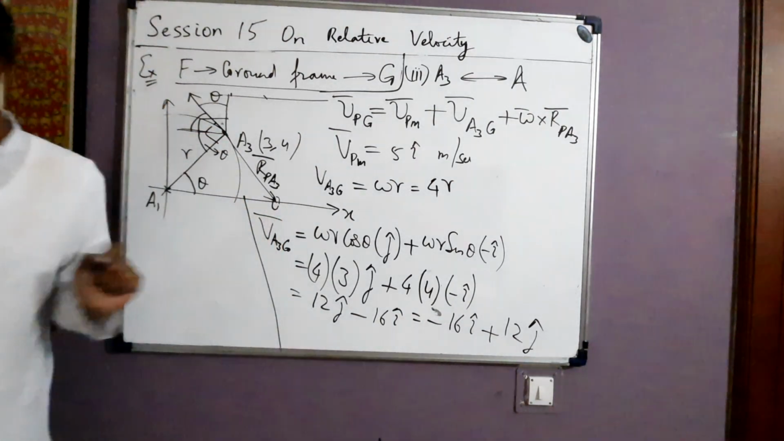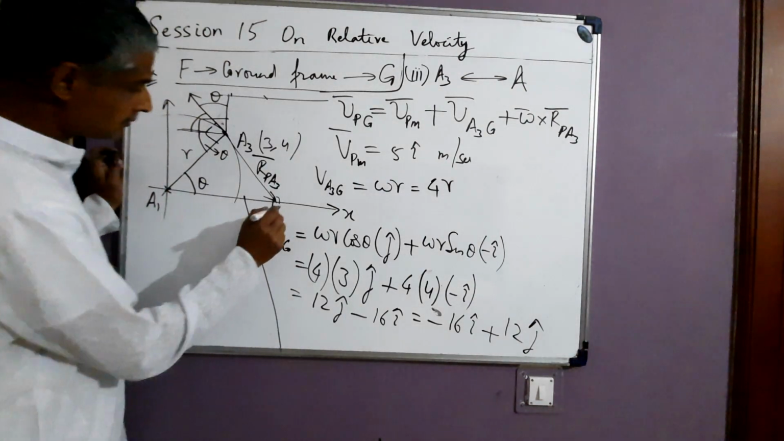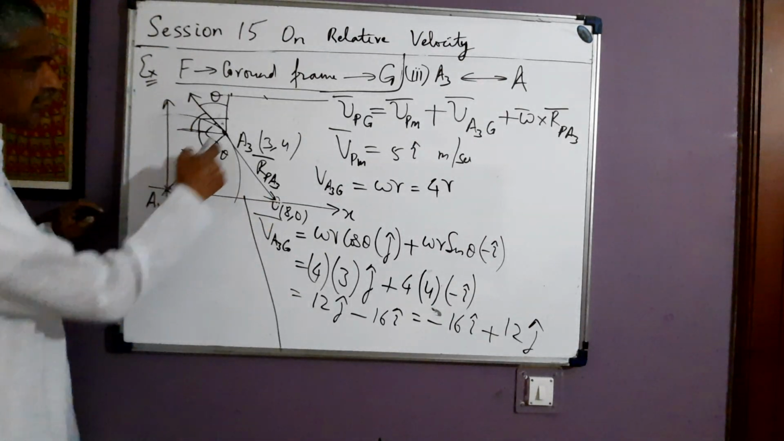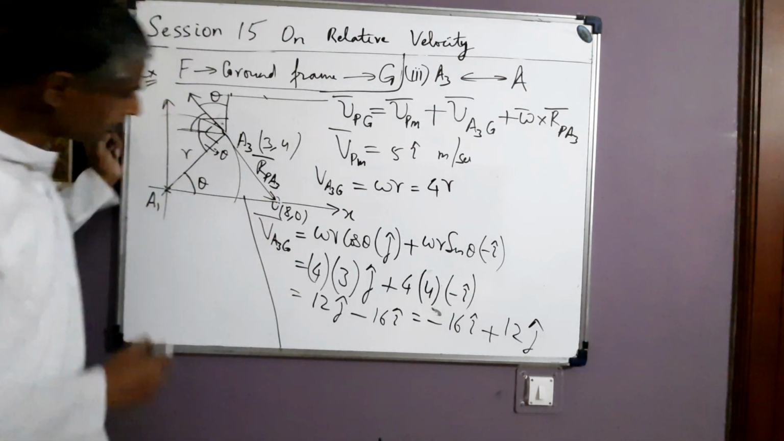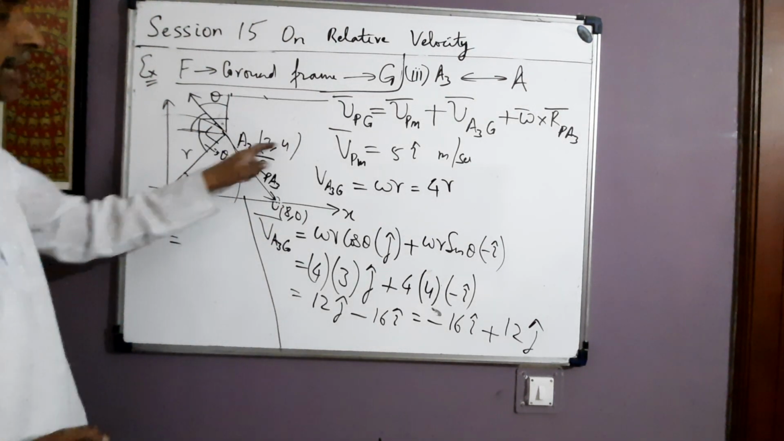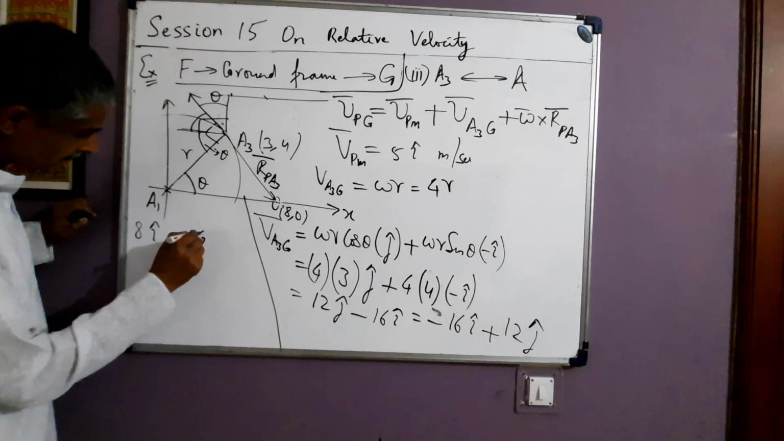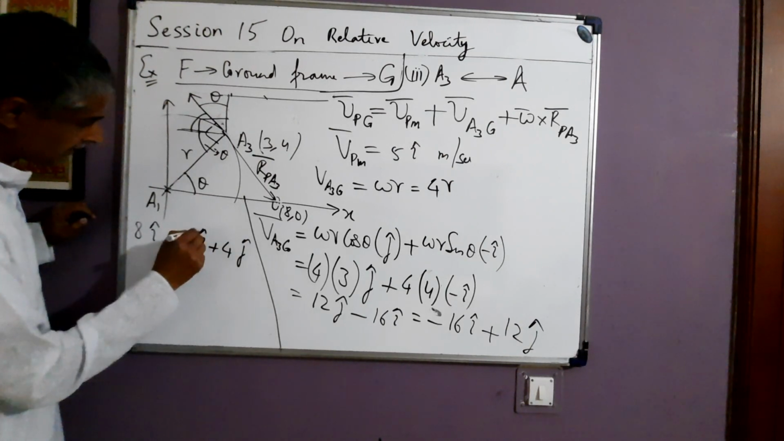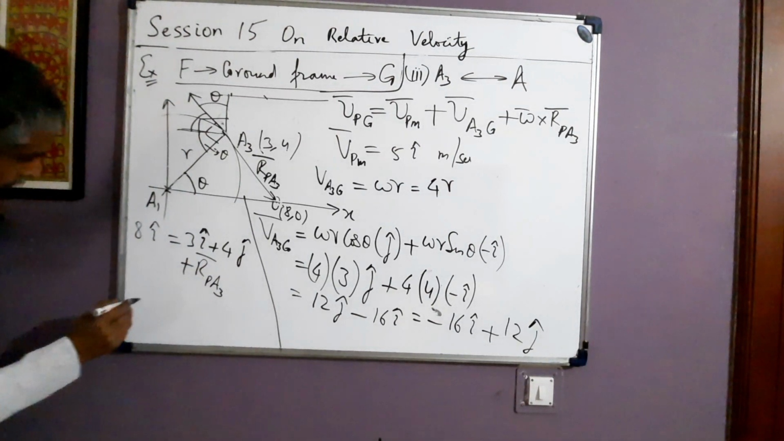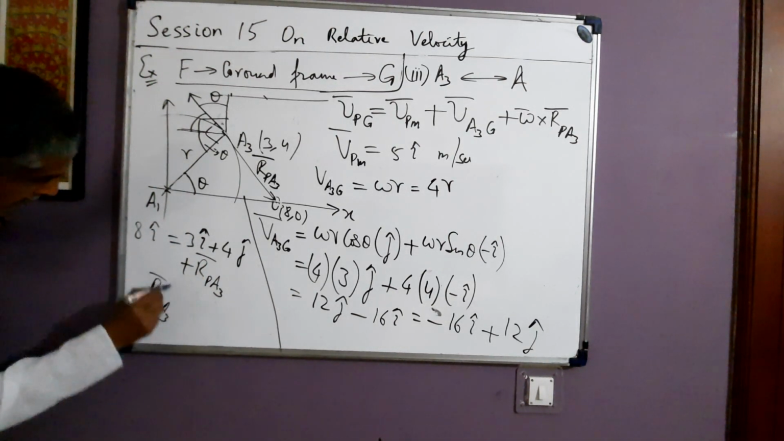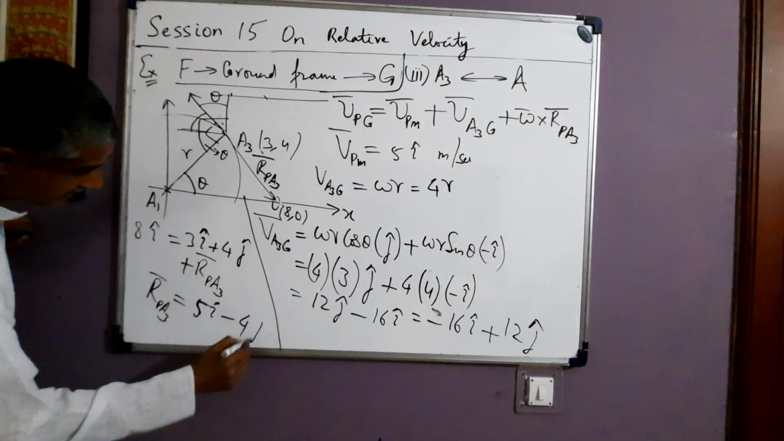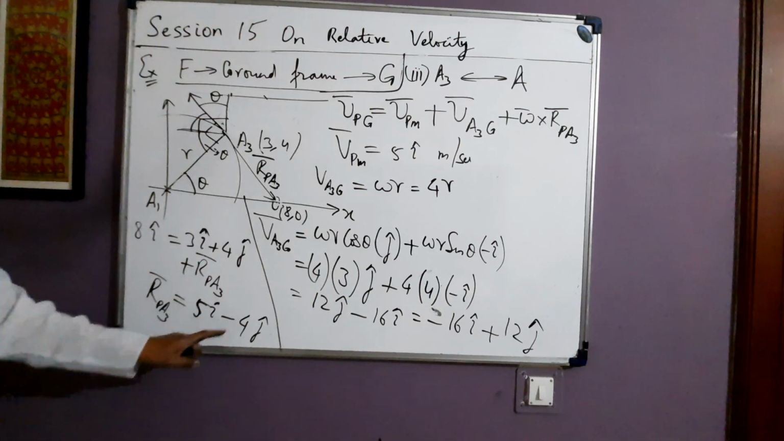Coordinates of ring are how much? Ring is given to be 8, 0. And this is 3, 4. So this vector is equal to this vector plus this vector from the triangle law of vector addition. So 8i is equal to this vector, that is 3i plus 4j, plus RPA3. So RPA3 is 8i minus 3i, 5i, minus 4j. Fine. RPA3 is 5i minus 4j.